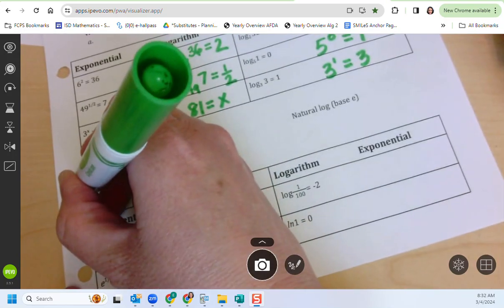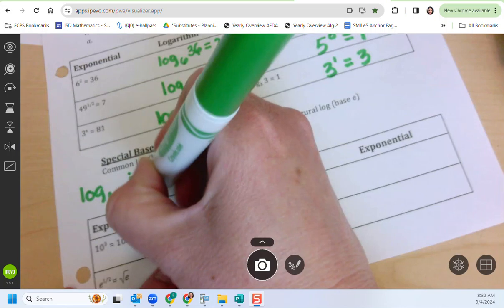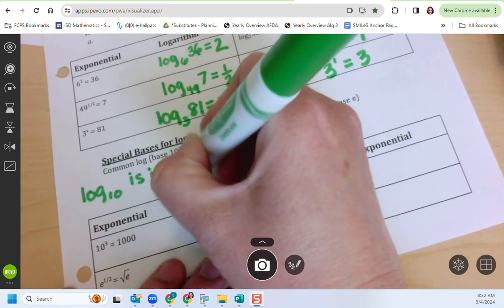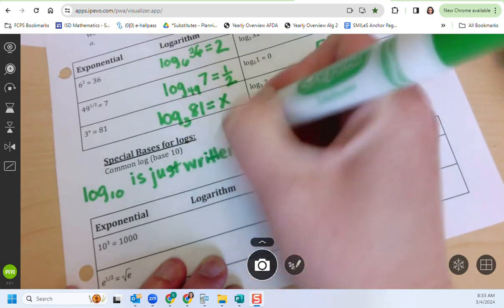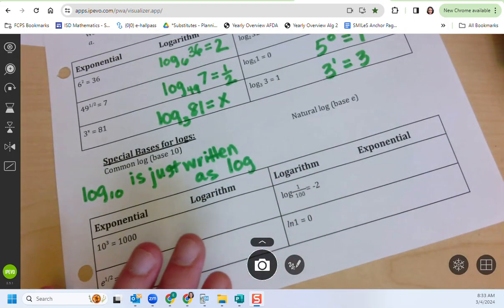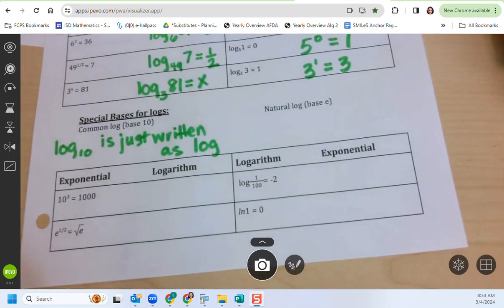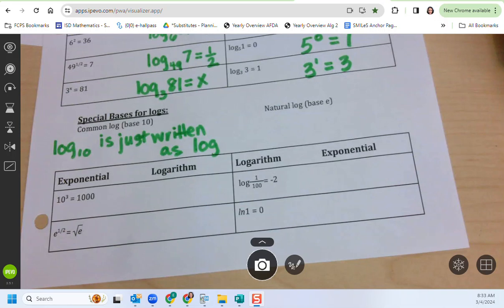And log base 10 is just written as log. It doesn't have a base. So when you look on your calculator and you see a button that says log, that's log base 10. If you forget what base goes with the word log, look above log on your calculator. See how it says 10 to the x? That's a hint, okay? So above log is 10 to the x. That's log base 10.